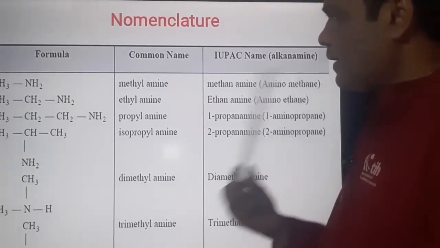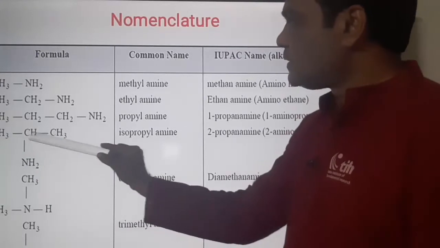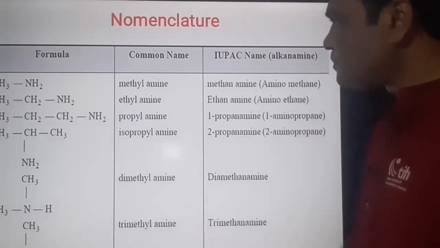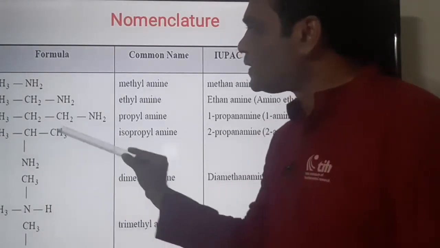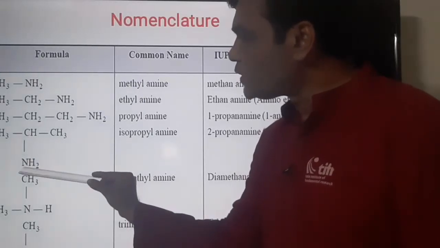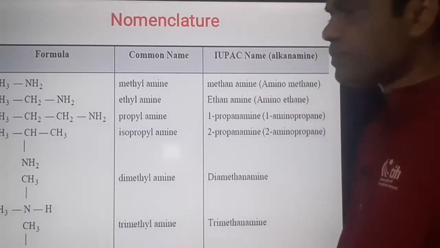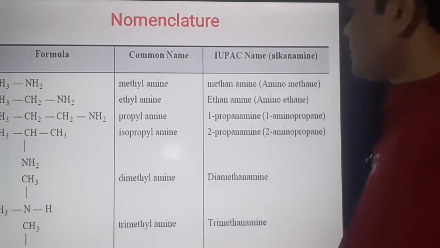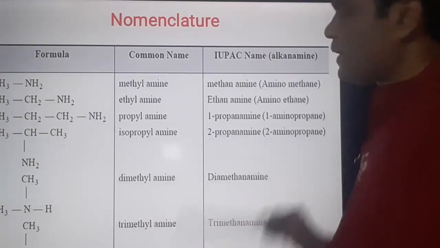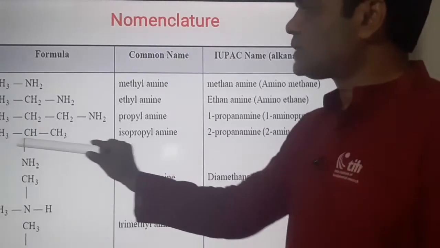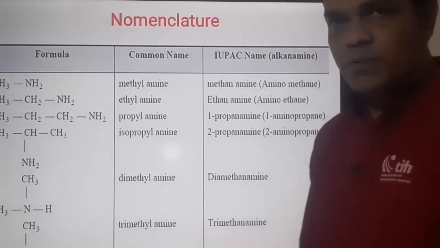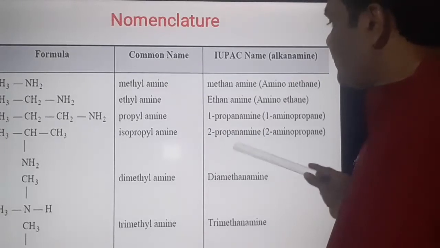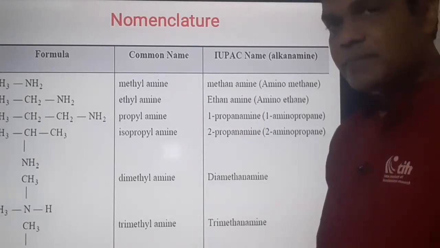Okay. Now, here see, this is isopropylamine, because this group is an isopropyl group, because the NH2 group is attached to the second carbon. Isopropylamine. What is the IUPAC name? 2-propanamine. As 3 carbons are there, definitely it is a derivative of propane. Now, replace the E by amine, so it is propanamine.